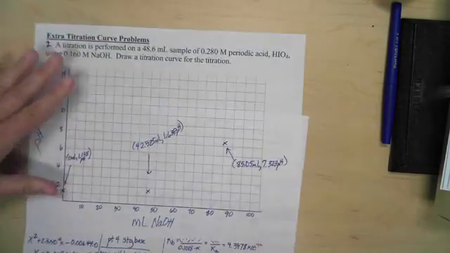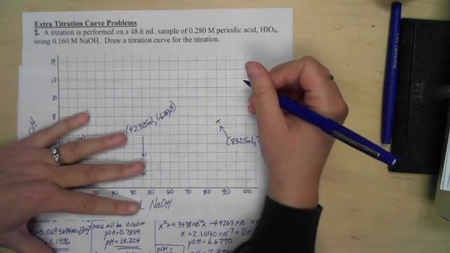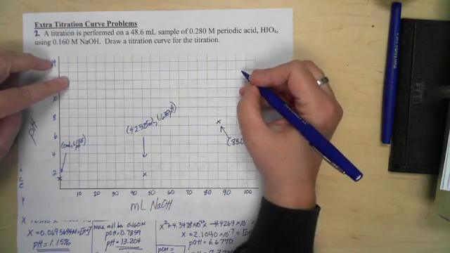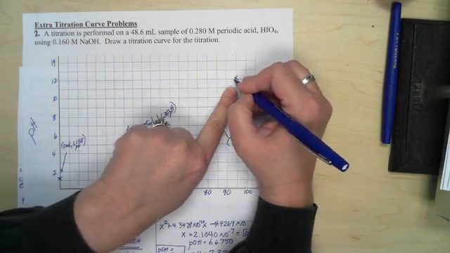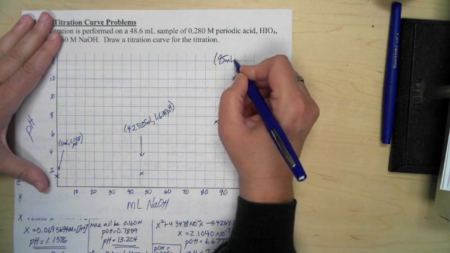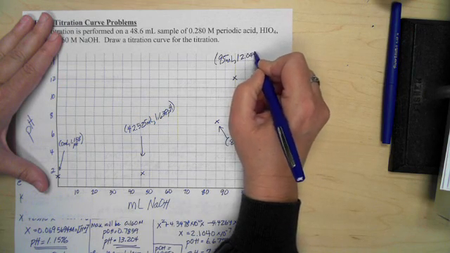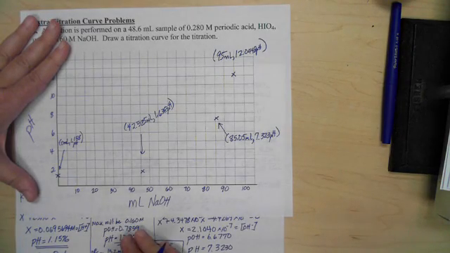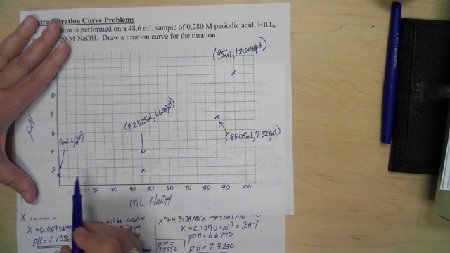So we come back up here to the 95 milliliters, and at 95 we have a pH of 12. So here's our 12. Here's our 95. So we're going to intersect here. So this point is 95 milliliters, and my pH is 12.0448 pH.